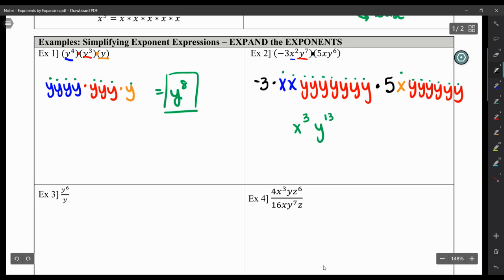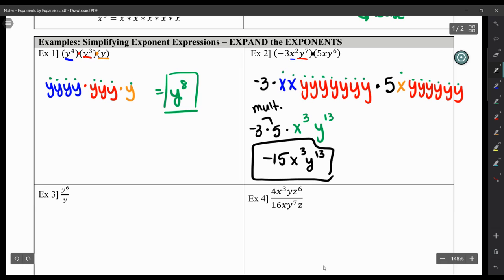Now the coefficients are still out here in the front with the multiplication signs. So the coefficients here are actually going to multiply these together. Can't forget about those. So negative 3 times 5 makes negative 15. And then we still have x to the third and y to the 13th being multiplied out as well.